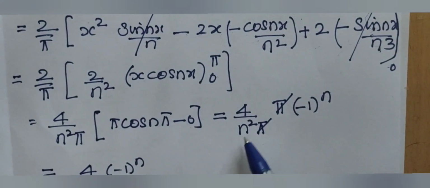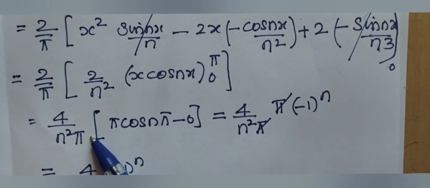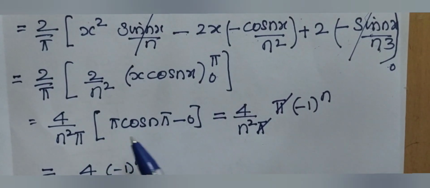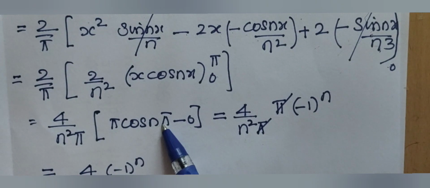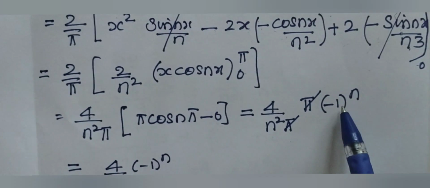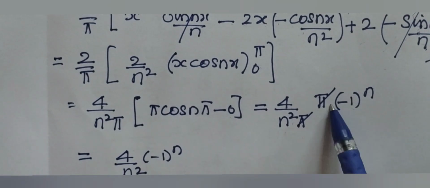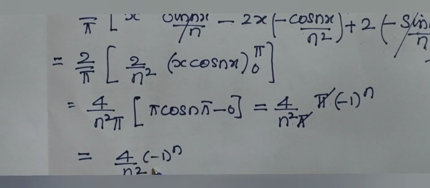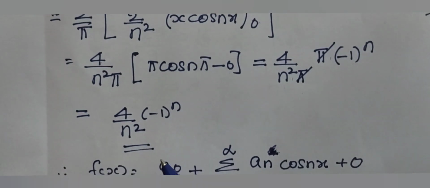So there is only 4 by n square pi into again pi into cos n pi remaining. What is cos n pi? That is minus 1 raised to n. Therefore, this pi cancels, and we get 4 by n square into minus 1 raised to n.